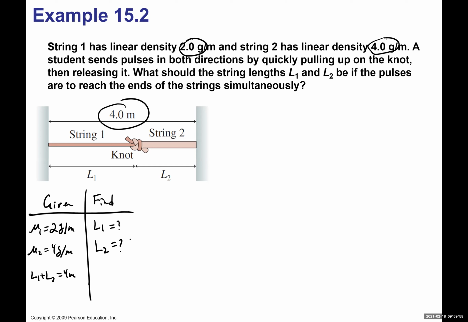As I mentioned, the speed of the pulse that we generate in string 1 is different from string 2 based on this equation. Speed 1 equals the square root of F_T over mu1. And F_T, as I mentioned, is the same because we pull and let go under the same condition for both of them. Then v2 equals the square root of F_T over mu2. So this is what we have.